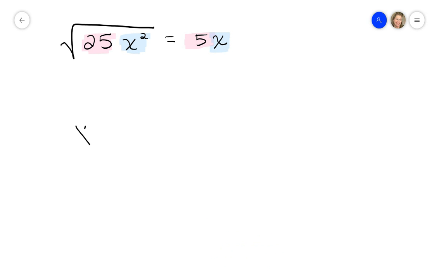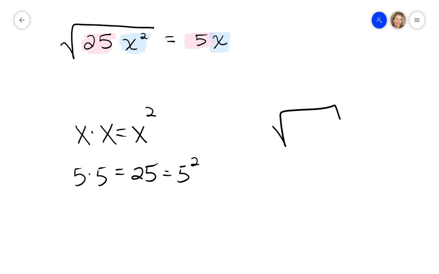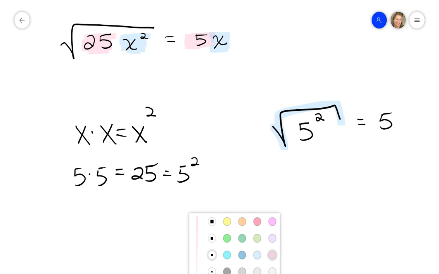because x times x is x squared. Just like 5 times 5 is 25, or I guess you could say 5 squared. Ooh, look at that. If you take the square root of anything that is squared, you just get the anything. The square root of a 5 squared would just be the 5 because the square root of 25 is 5. Anything squared. This square root sign and this squared would just cancel each other out.